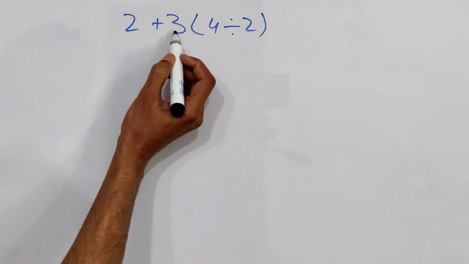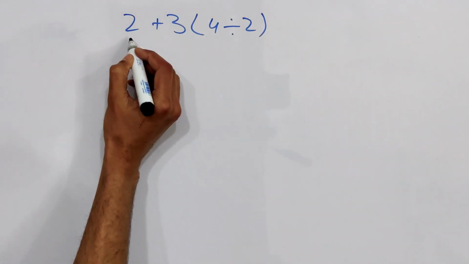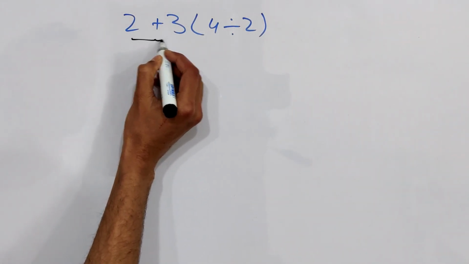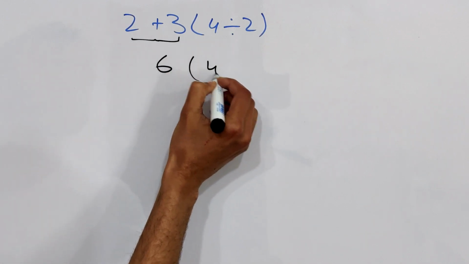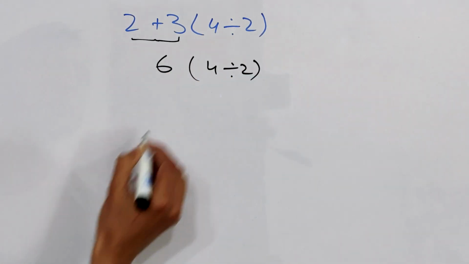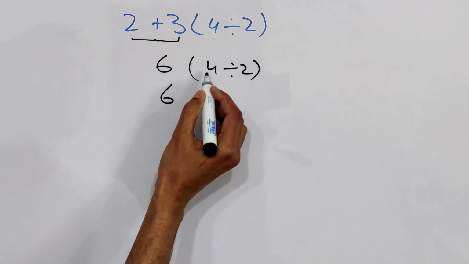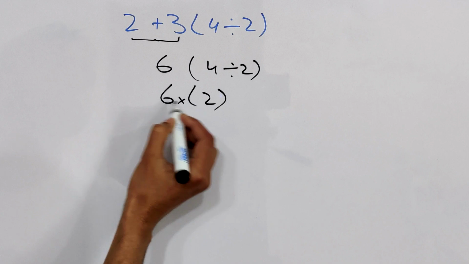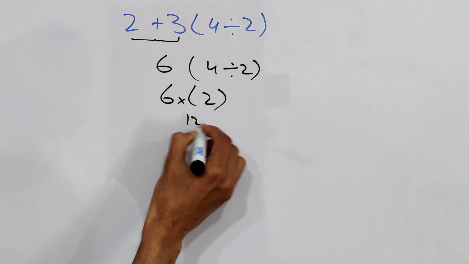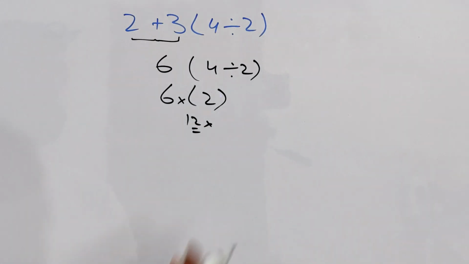We have 2 plus 3 times 4 divided by 2. Okay, 2 plus 3 is 5... 6, and 4 divided by 2 is 2. Now 6, okay, the 4 divided by 2 is 2. Here is multiply. Now 6 times 2 is 12. No, this is incorrect. Follow the order of operations.